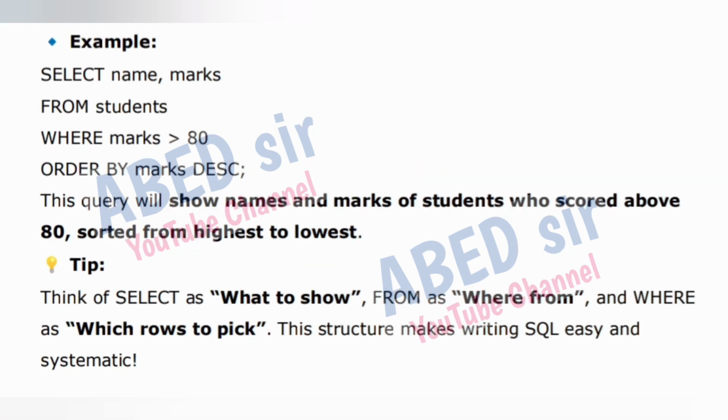ASC, DESC. Example. SELECT name, marks FROM students WHERE marks > 80 ORDER BY marks DESC. This query will show names and marks of students who scored above 80, sorted from highest to lowest. Tip: think of select as what to show, from as where from, and where as which rows to pick. This structure makes writing SQL easy and systematic.